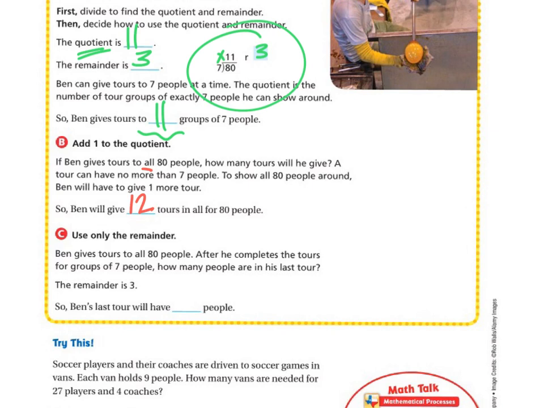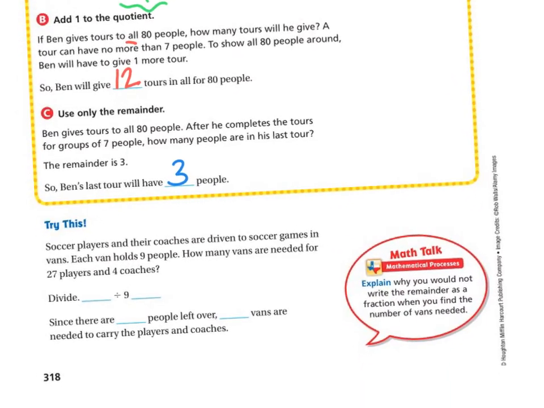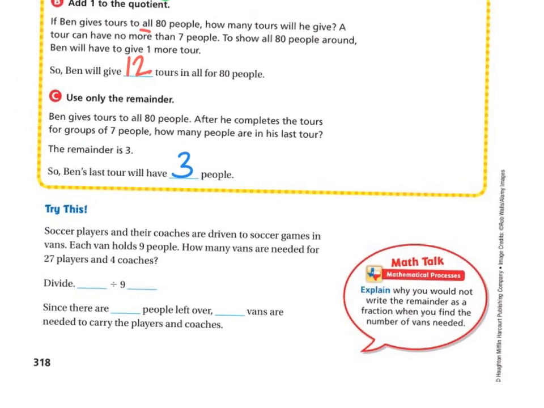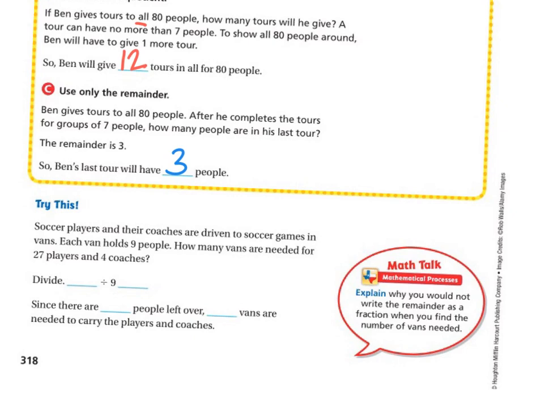Now, looking at this last part, Ben gives tours to all 80 people. After he completes the tours for the groups of 7, how many people would be in that last tour? That's your remainder. That's 3. So you just have to really look at the question and see what exactly it's asking of you. Because again, it could be the answer, it could be add one, it could be the remainder. So you've just really got to make sure and concentrate on what the question's asking.